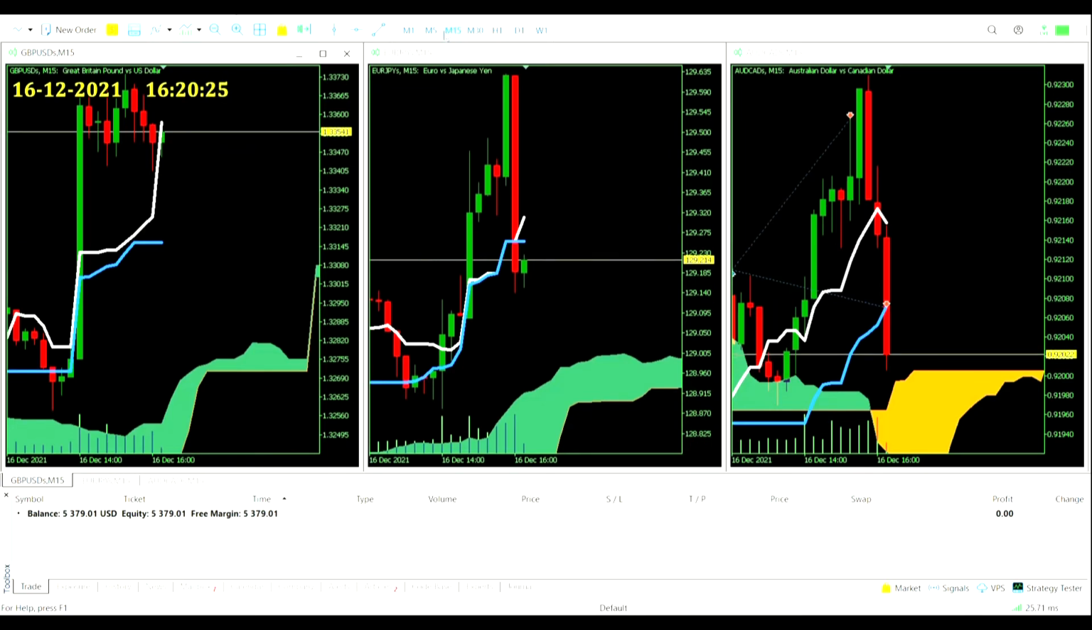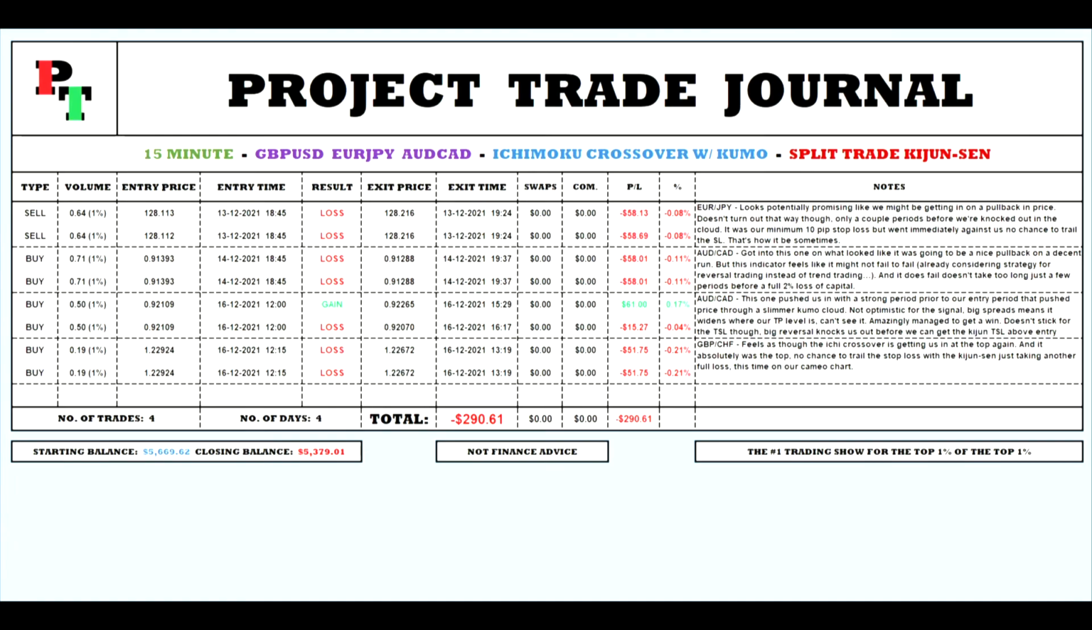Let's check out all of the results from our trades over in the journal. Here is the journal, each of the 4 trades laid out in front of us, and none of them looking particularly appealing. Well, the second Aussie Caddy, of course, that one turned out okay, but the rest of it, what a mess. $290.61 lost, averaging over $72 a day lost, and you can't go on like that forever when you start with a bank balance of $5,669.